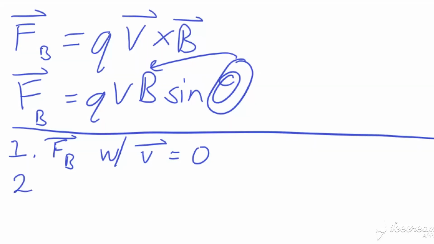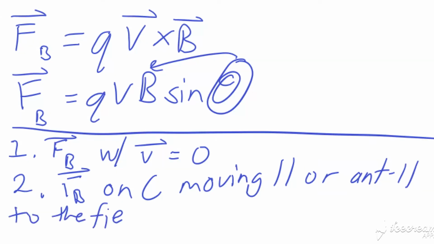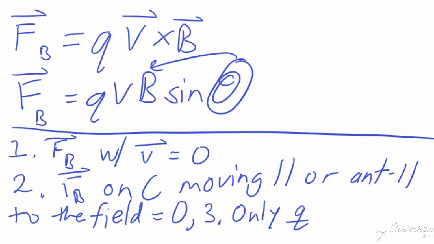The second is that the magnetic force on a charge moving parallel or anti-parallel to the field is equal to 0, and that because the magnetic force is dependent on the quantity of charge, only charged objects have some F sub B.